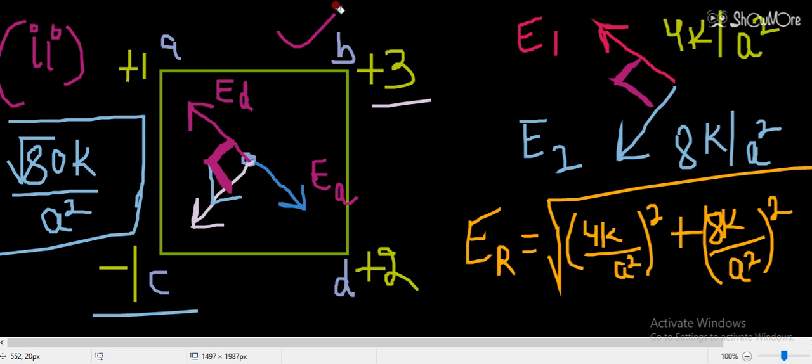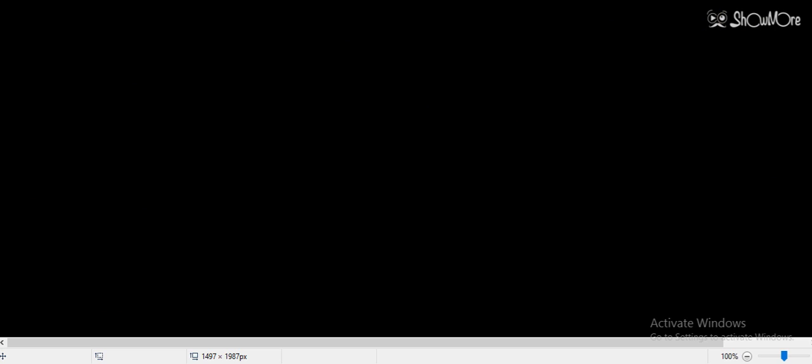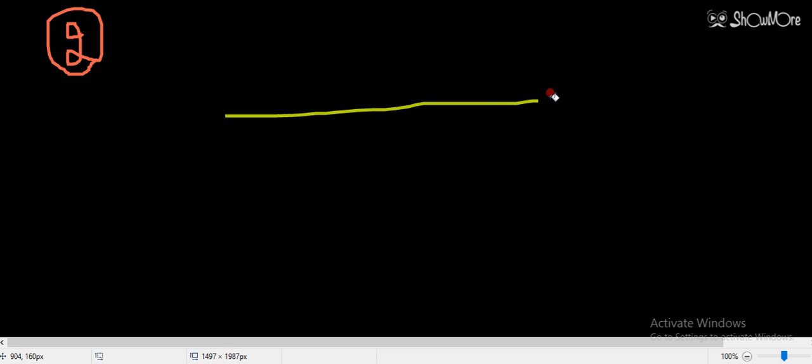Now I am moving to the second question. I am raising the board now. In the second question you can see what is asked. The question is about two charges which are placed at A and B. Let's suppose this is a straight line, and this point is A and this point is B here.